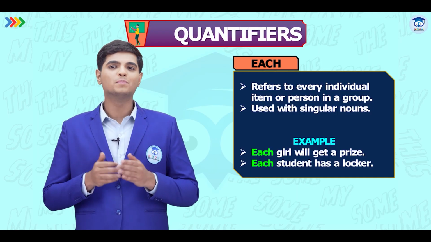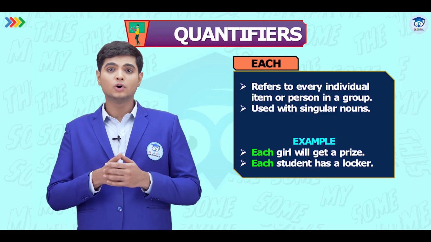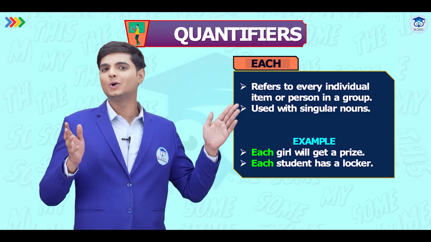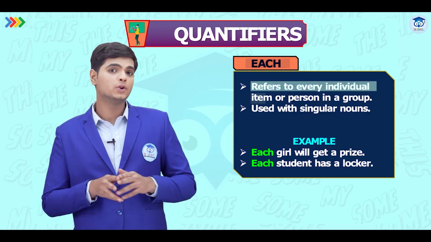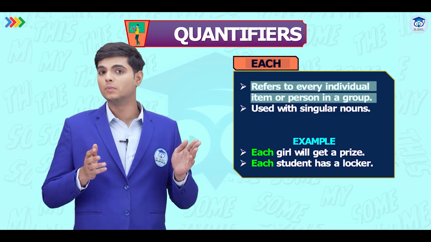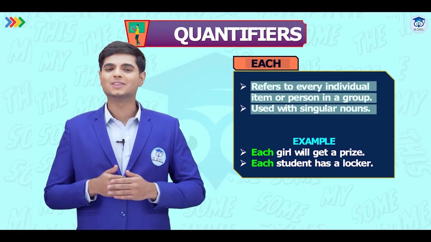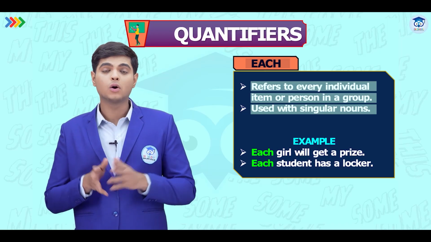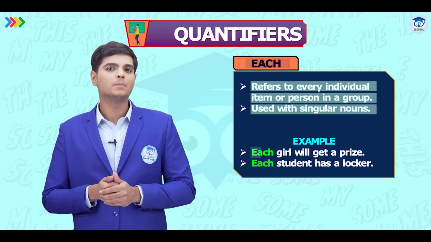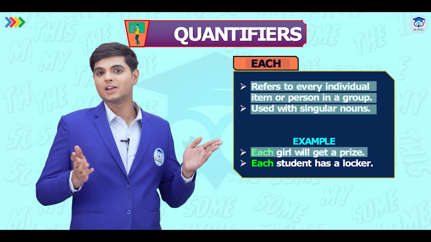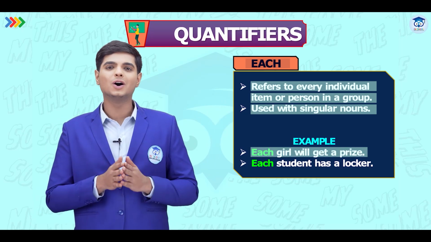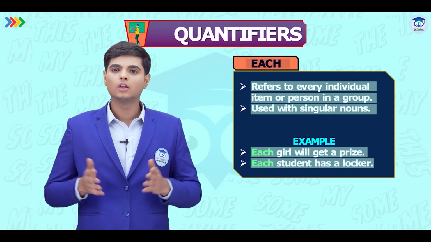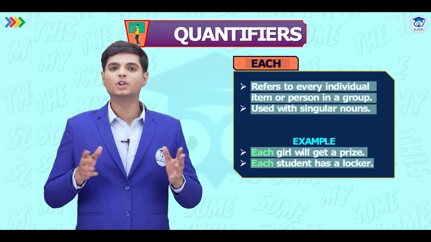Moving on to another important determiner that helps us focus on individuals within a group. The word each plays a key role. It refers to every individual item or person in a group, and it is used with singular nouns. This means we use each when we want to highlight individuals one by one. For example, each girl will get a prize shows that every single girl will receive a reward. In each student has a locker, the focus is on individual ownership.